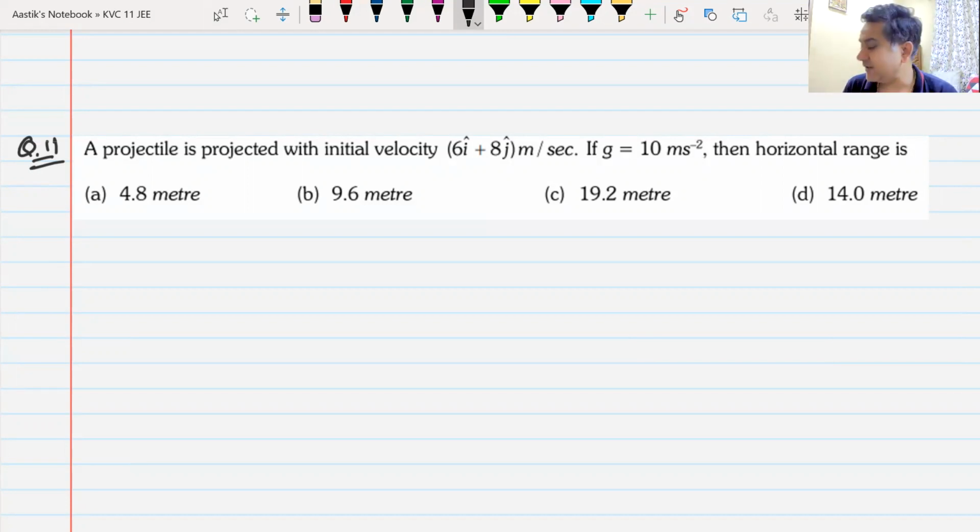G should be taken as 9.8 here because it is not given. Take it as 10. So you'll have to take it as 9.8. Anyone with an answer? 1 minute.